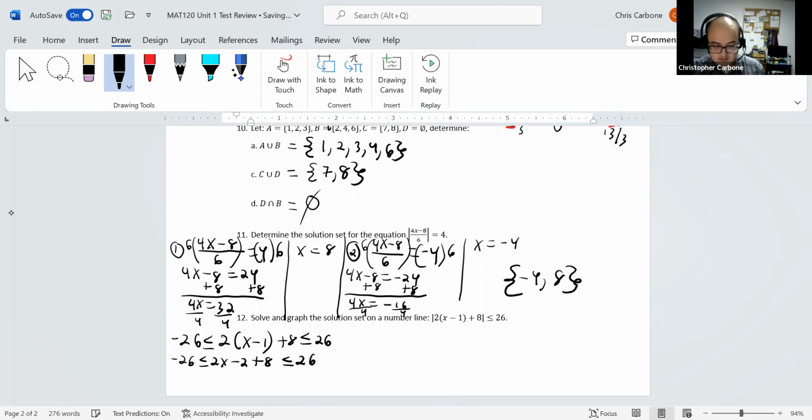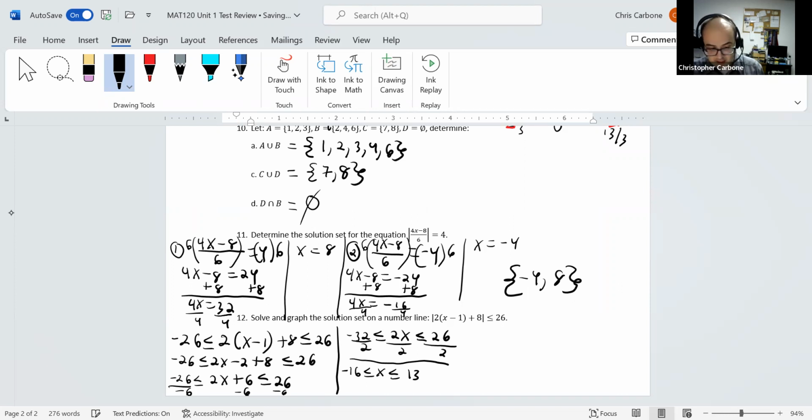We could combine the two like terms. This will be -26 is less than or equal to 2x plus 6, so less than or equal to 26. Subtracting 6 from all three sides. This will make -32, so less than or equal to 2x, less than or equal to 26. And dividing by 2 makes -16 is less than or equal to x, less than or equal to 13. So the interval notation for this will be brackets around the -16 and +13.